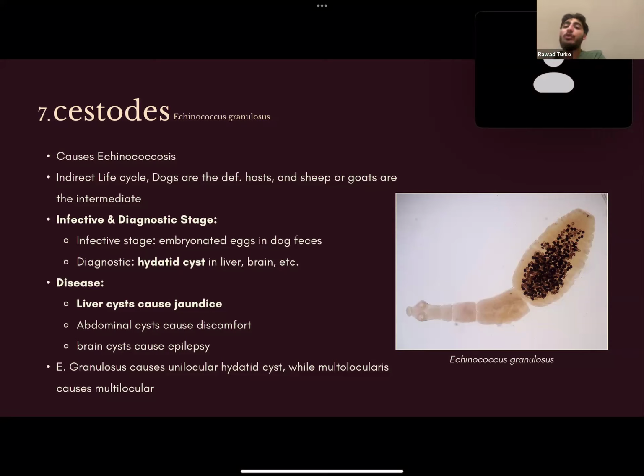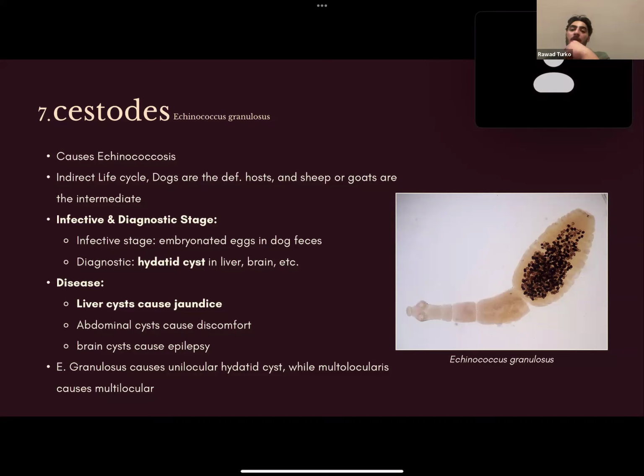Okay. Now, I bolded liver cysts. That's because it's the most common area of infection. So, Echinococcus, most commonly, is going to affect the liver. Okay, and the brain and the abdomen to a lesser degree, but most commonly, it's going to affect the liver.